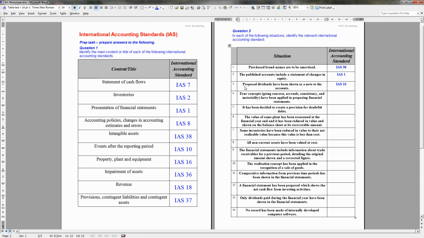So that's now the reason behind that. Very important you know that. Four concepts: going concern, accruals, consistency, and materiality. Concepts you need to know from AS. Again, look at those in terms of what they mean and how you can understand and distinguish between them. They've been applied in preparing the financial statements.